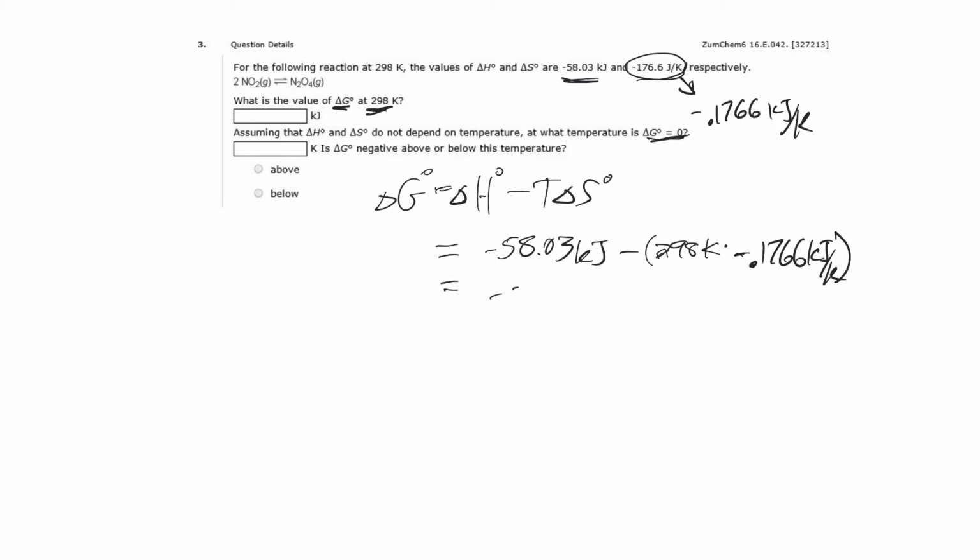Crunch the numbers and we get negative 5.403 kilojoules. Note that it's negative. That's important. That means it's spontaneous.